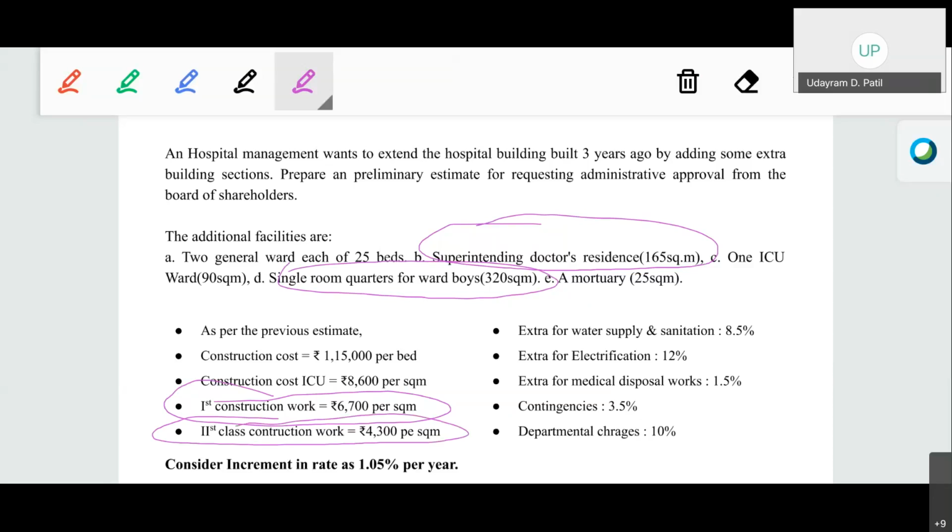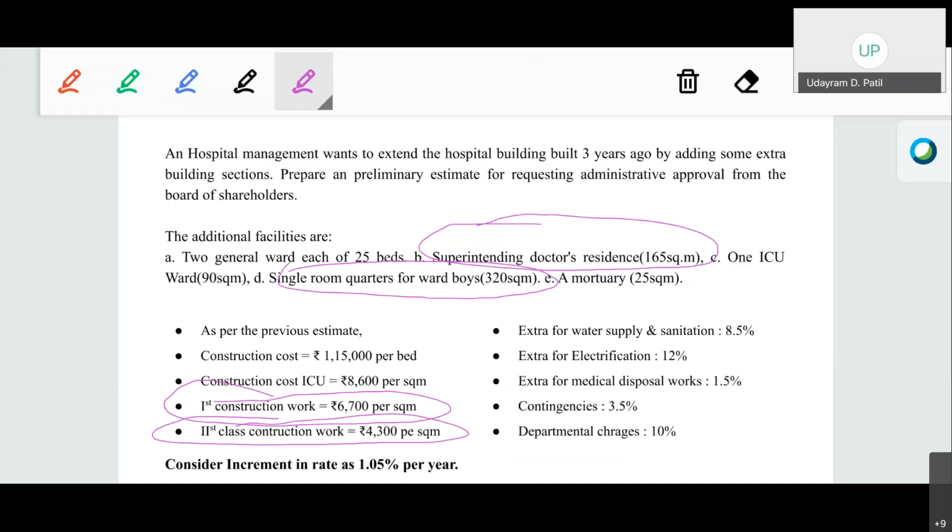याच्यामध्ये अजून एक third class construction work असतं. Most preferably, third class construction work will be used for temporary structures, which are not permanent in type, which we have to demolish after the end of the construction or after a certain period like 5 years or 10 years. In that case we use third class construction work, which will have the minimum specification or minimum quality of the various products.